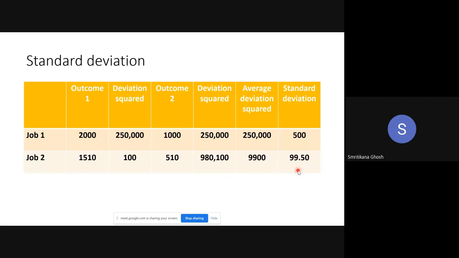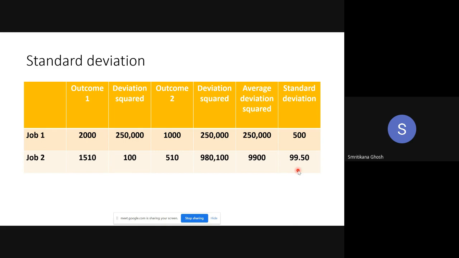So standard deviation is giving us the deviation from the average value. Where the deviation is lower, that gives me security as compared to the other. That assures me that there is a high chance that your income will be very close to the average income.